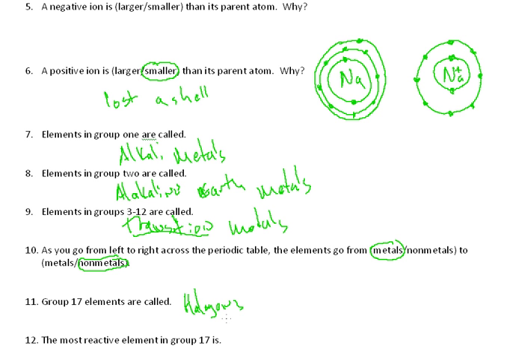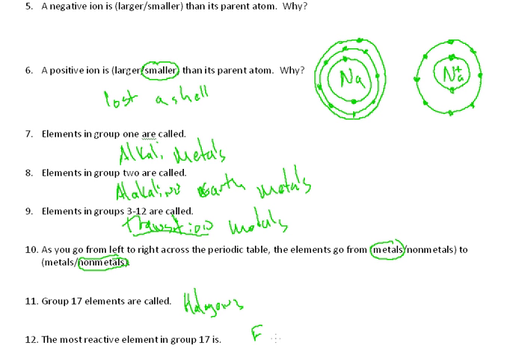And we touched upon it earlier. The most reactive element in group 17 is the one who is the best magnet for electrons. The element that attracts the electrons the best is the one that has the electrons in closest to the nucleus, and that would be fluorine. Fluorine is the smallest element in the periodic table.